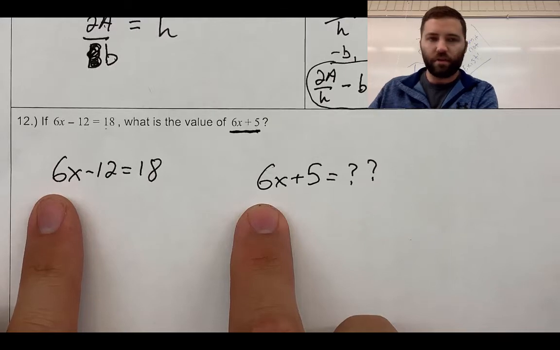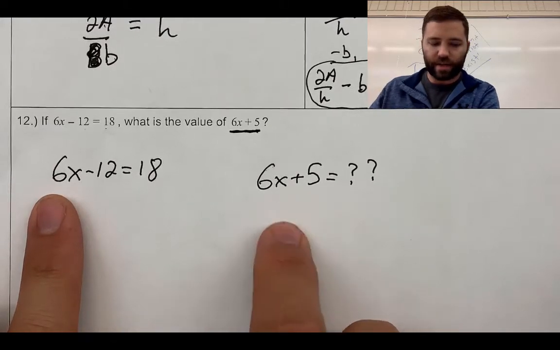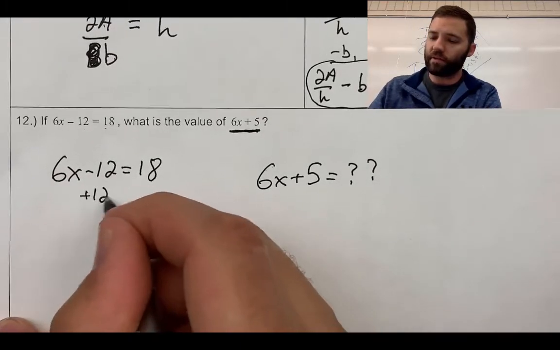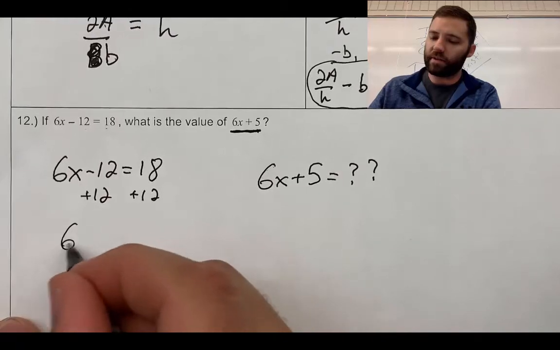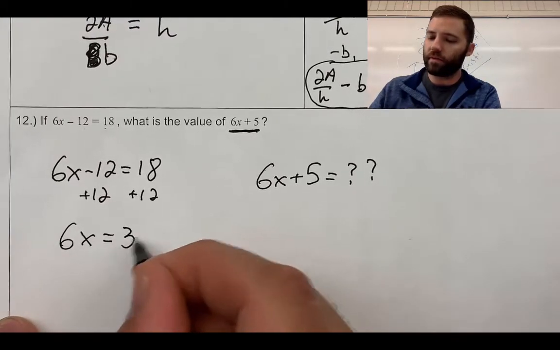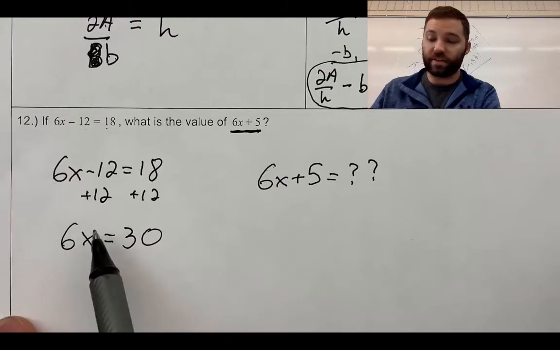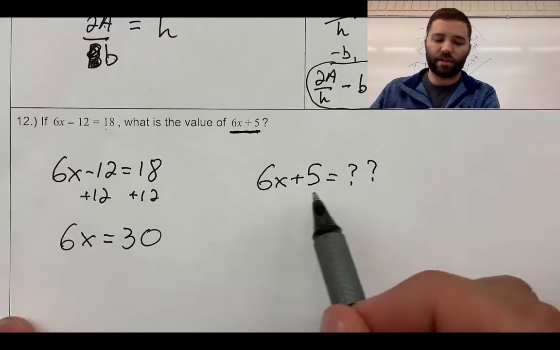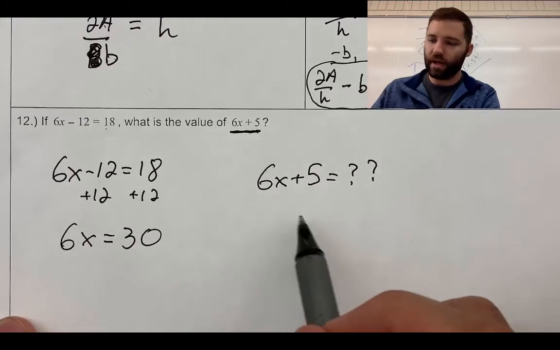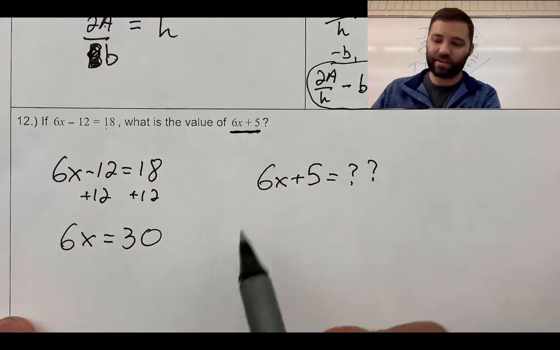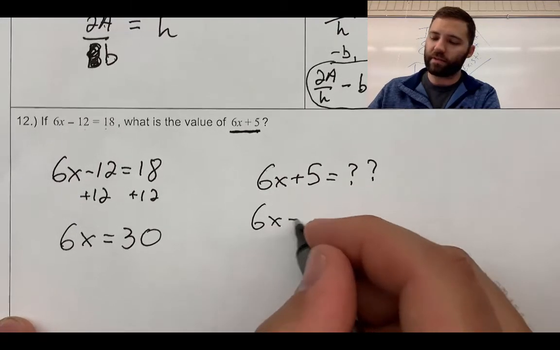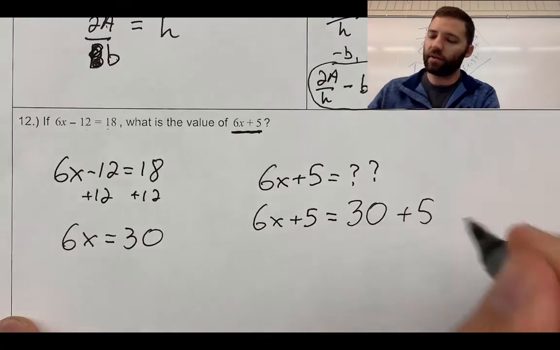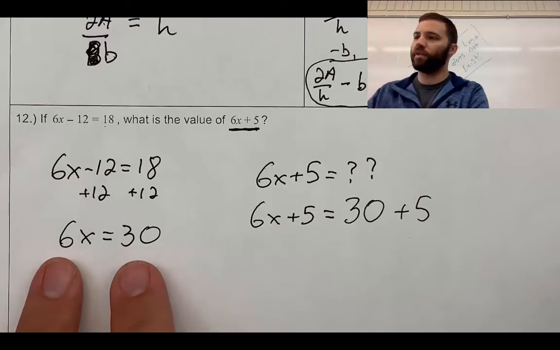So I think to myself, if I knew what 6x was, I could figure out what 6x plus 5 was equal to. So in this equation, I'm going to add 12 to both sides, and I'm going to get 6x equals 30. All right, so now I know 6x is 30, and in place of 6x, I can put 30. And now, just to keep this as clear as possible, I'm not going to replace the 6x, but I'll show you what I'm going to do. I'm going to rewrite this as 6x plus 5 is equal to 30 plus 5, because I know that 6x and 30 are the same from over here.